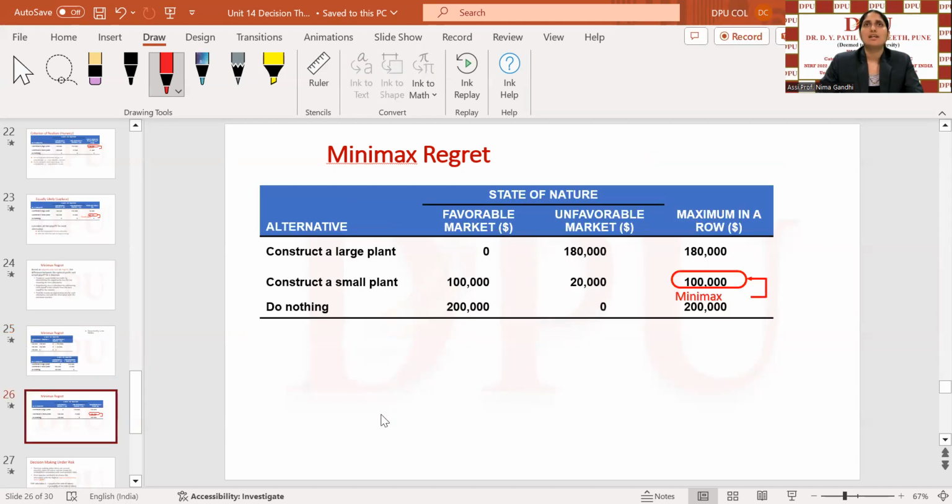Once we have the regret matrix, we find the minimax regret. So we find the maximum of each row, and then we find the minimum of the maximum. The maximum of the row is 1,80,000 here, 1 lakh here, 2 lakh here, and then we find the minimum of the maximum of the rows.